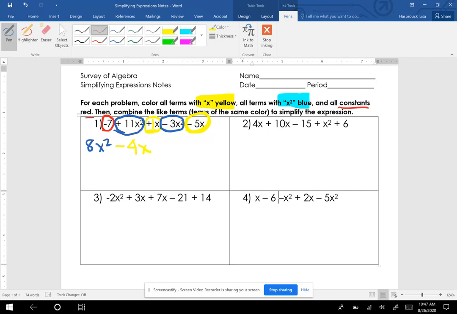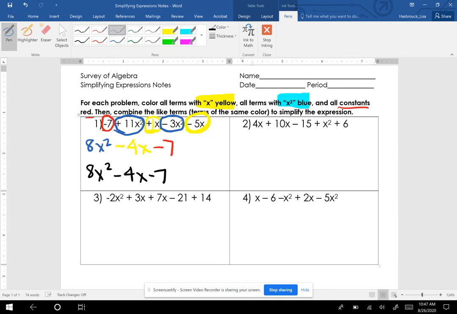Next, I'm going to do the constant. There's only one of them, so I can go ahead and list the minus 7. This means our final answer is 8x squared minus 4x minus 7. Notice how the color coding can make life easier when you're simplifying expressions. You are welcome to do this on your assignments as well.